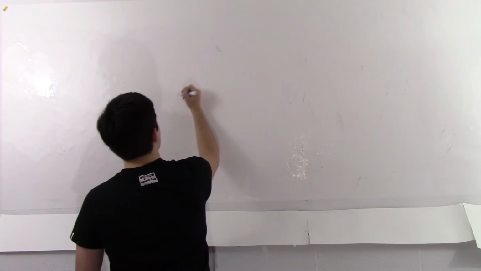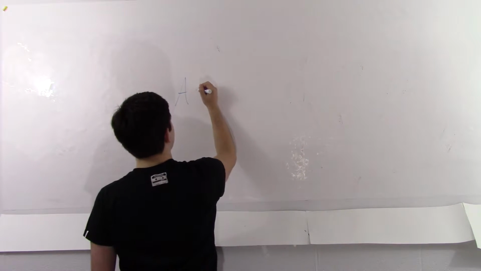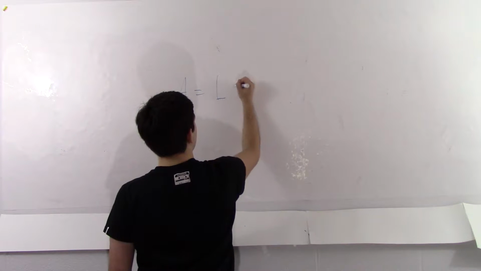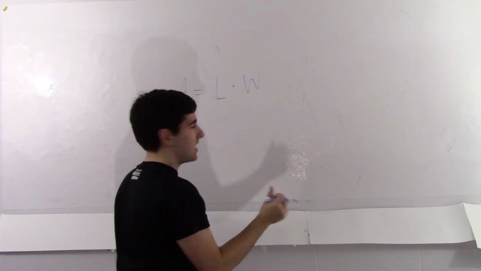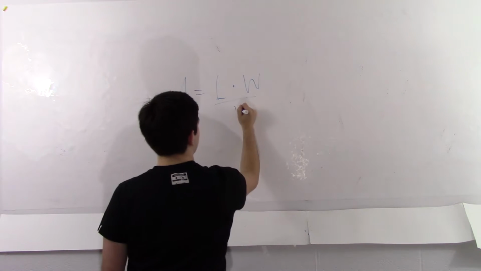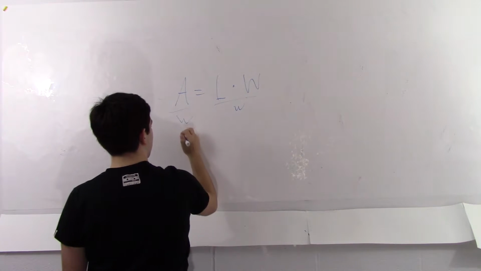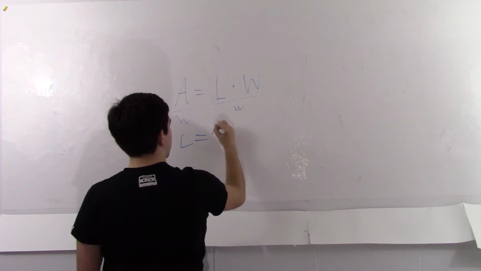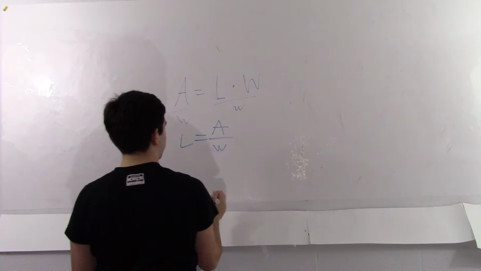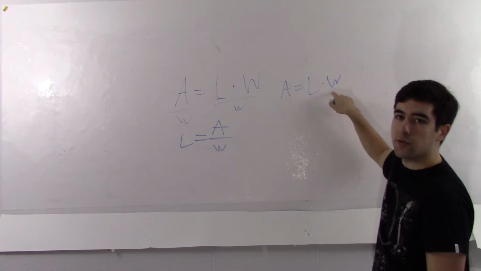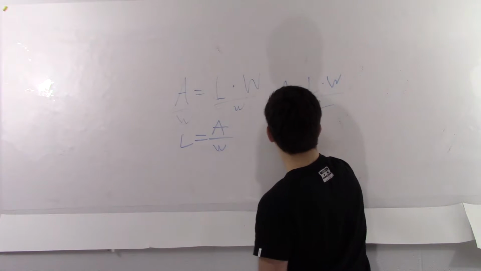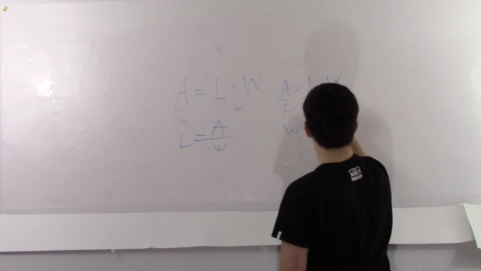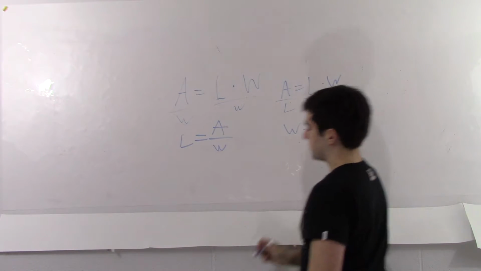So let's try rearranging a formula we already know. If we know the area of a rectangle equals length times width, to find out what the length is, we would have to divide out the width. So the length equals the area over the width. In the same way, if we want to isolate what the width is, divide out the length. And the width equals area over length.